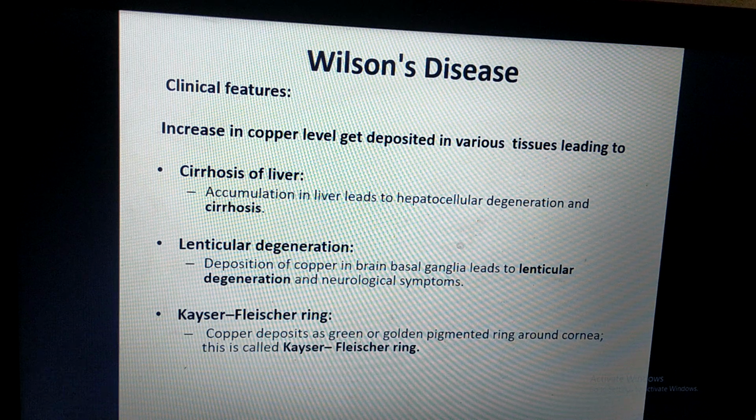Next clinical feature is the Kayser-Fleischer ring. This is a greenish or golden colored ring which is seen around the cornea due to deposition of free copper around the cornea. So these are the clinical features of Wilson's disease. Here the Kayser-Fleischer ring is the diagnostic sign of Wilson's disease.